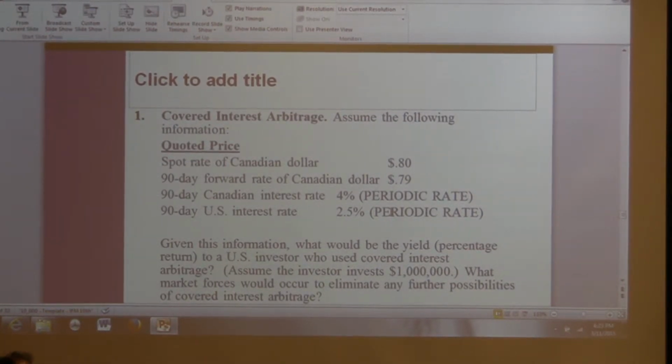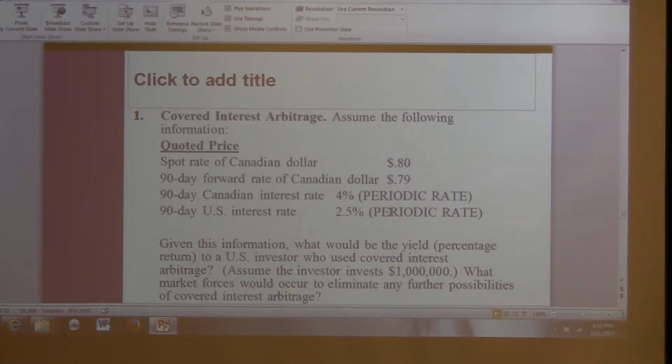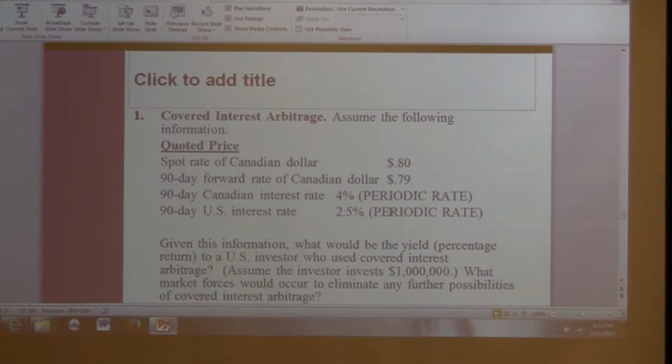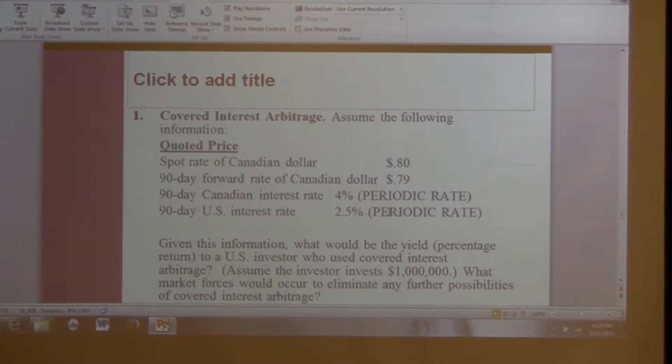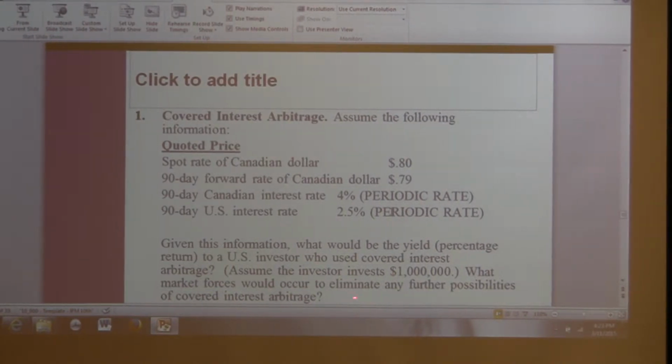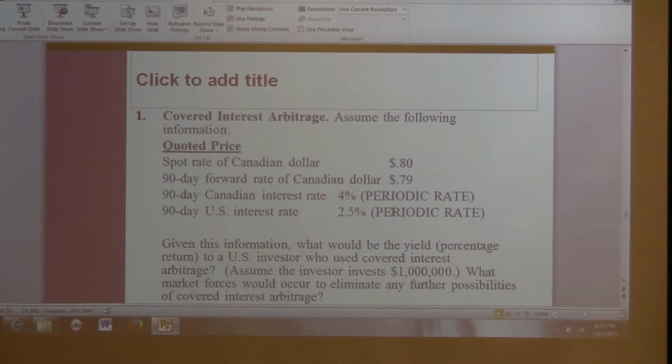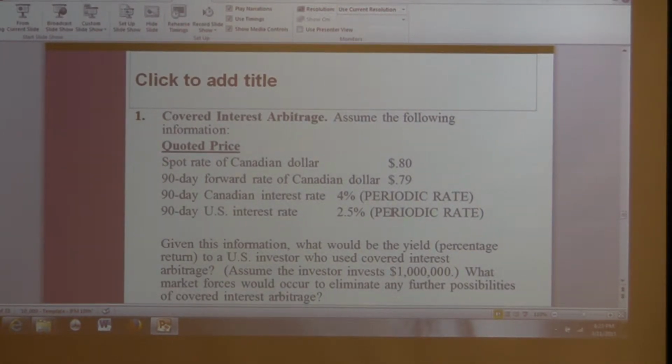Now the question here is that can we make any money based upon these prices, okay? So what are the steps here if you want to do a covered interest arbitrage, okay? So the steps here are, okay, if you are in the US, it says that assume the investor invests $1 million, okay? So suppose you have $1 million to invest. If you find these prices, the question is that can you make any money out of that, okay? So what do we do here?